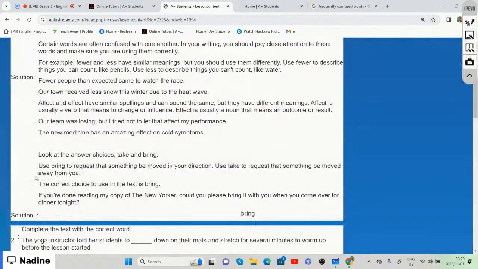So we use bring to say that something be moved in your direction, meaning it's coming to me because you're bringing it to me. And we use take to request that something be moved away from you. If you take something, then you are taking it to someone else. But if I'm saying bring it to me, then it means that you need to bring it to me. It needs to come in my direction.